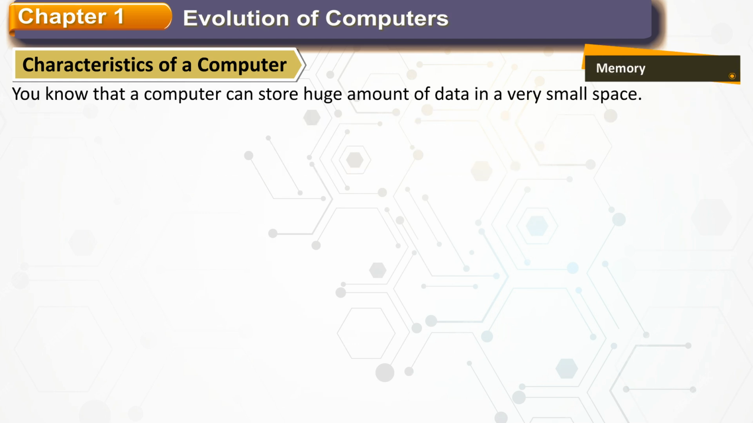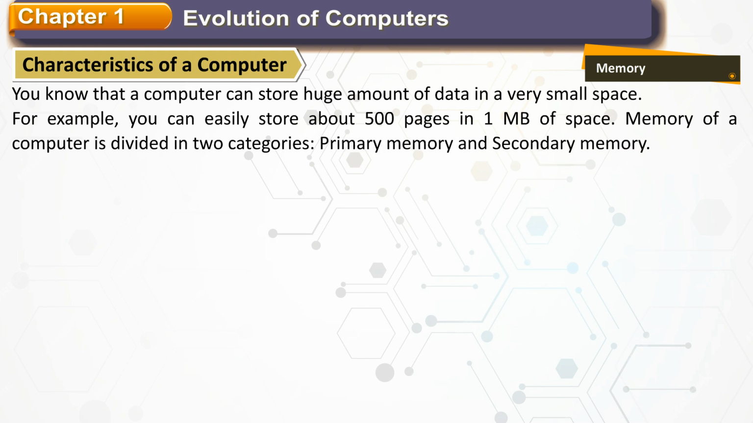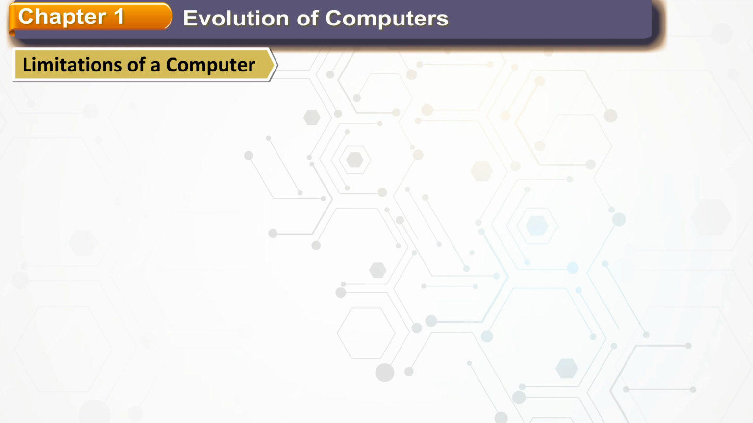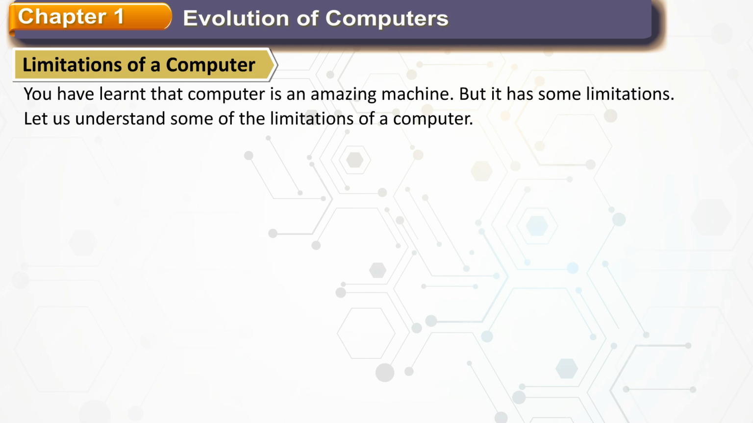Memory. You know that a computer can store huge amount of data in a very small space. For example, you can easily store about 500 pages in 1 megabyte of space. Memory of a computer is divided into categories: primary memory and secondary memory. Limitations of a computer. You have learnt that computer is an amazing machine, but it has some limitations. Let us understand some of the limitations of a computer.